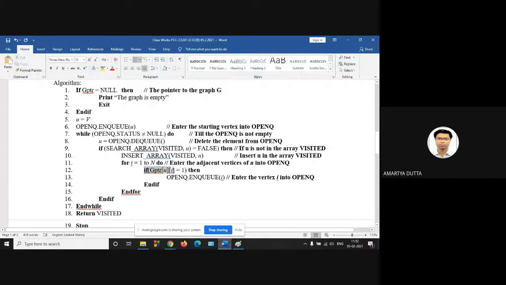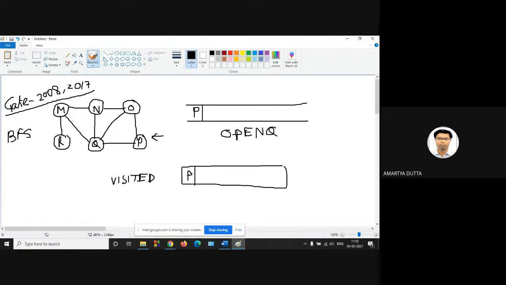Next, if GPTR UI is 1, that is its adjacencies. So first remove this P and insert that P in the visited array. What are the adjacencies for P? O and Q. You can take it arbitrarily. So let this be O and the next one Q. O and Q.